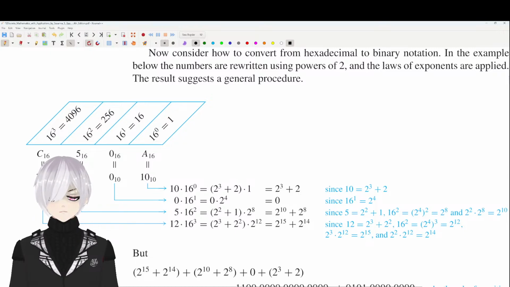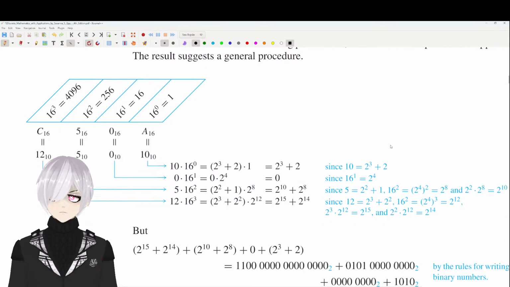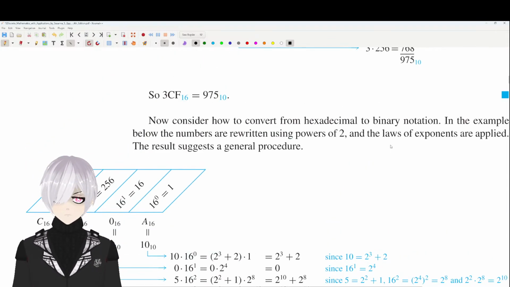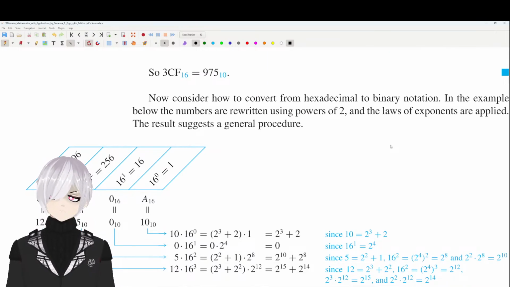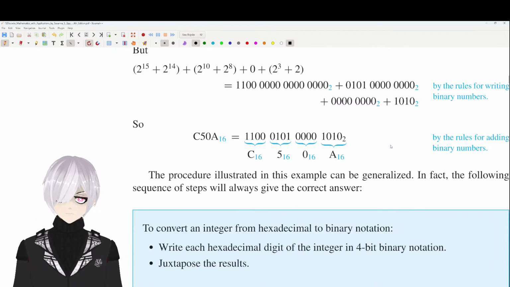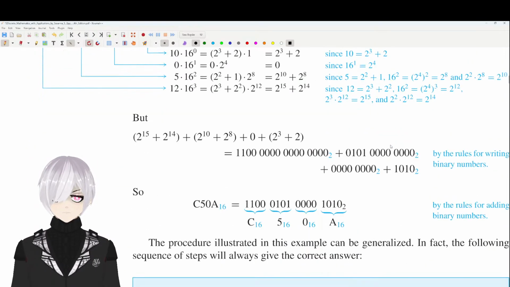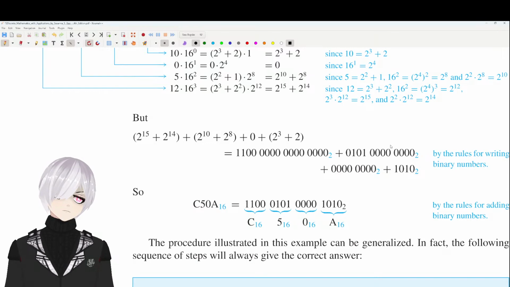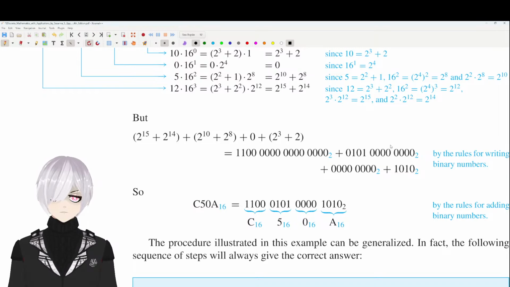So I guess the number is C50A. And when I go from that to binary, the A is in the ones place, 16 to the 0 power. The 0 is in the 16s place. The 5 is in the 16 squared place. 16 is 2 to the 4th, so 16 squared is 2 to the 4th times 2 to the 4th, which is 2 to the 8th, 256. And then 16 cubed happens to be 4,096.